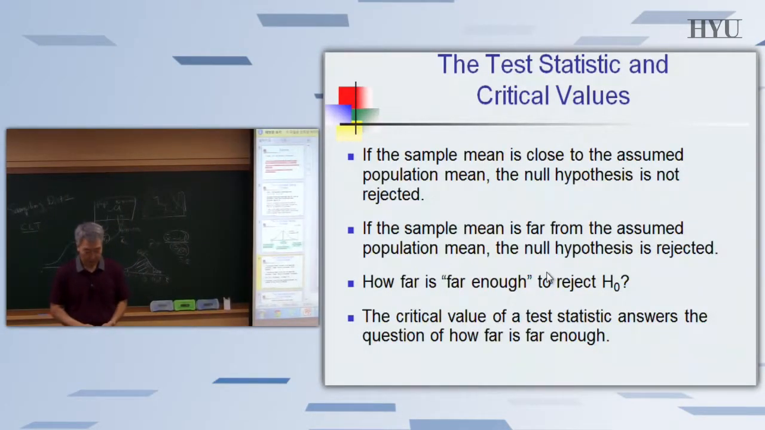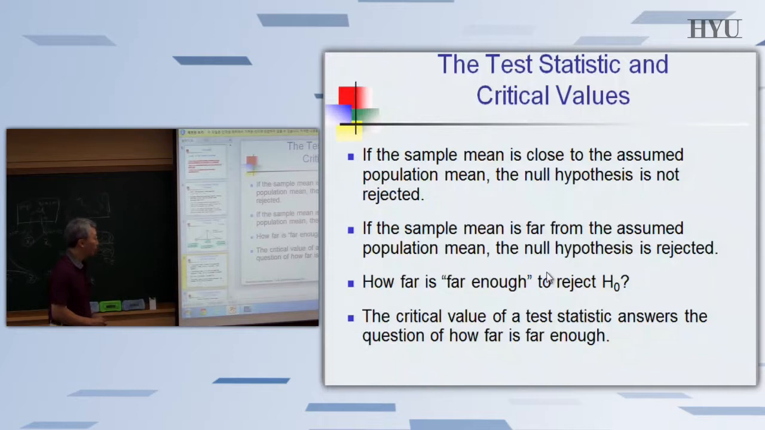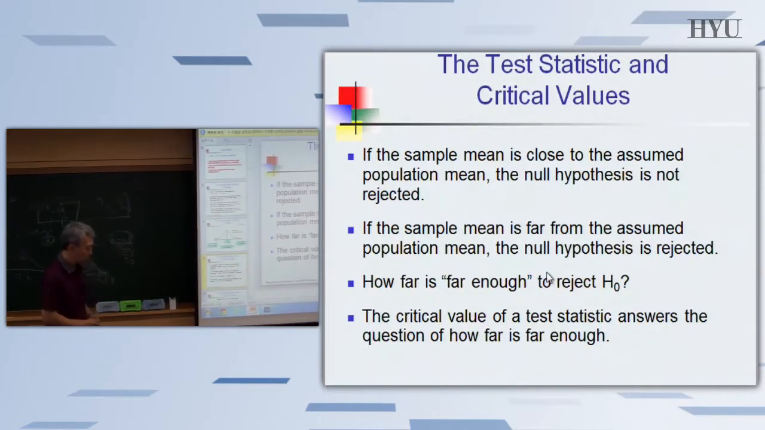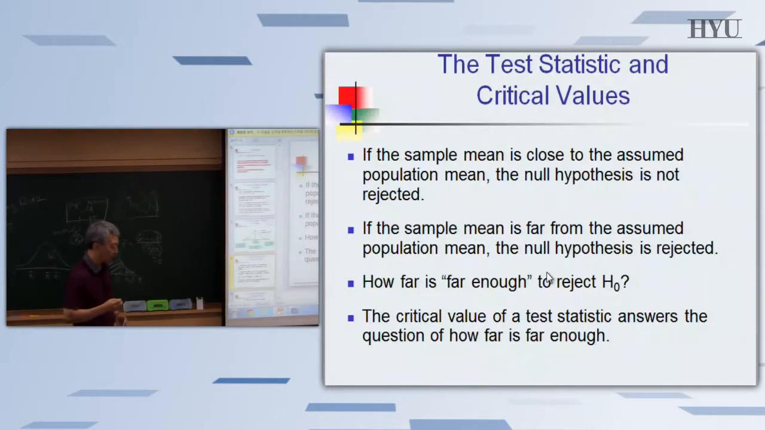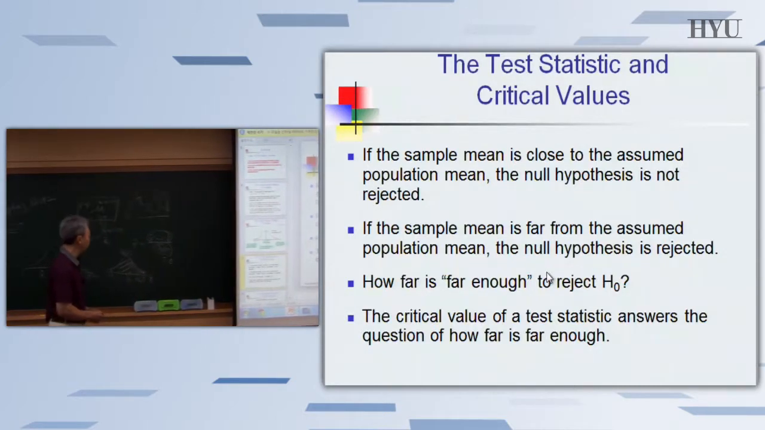Okay, so what can we do? Well, practically, if your sample mean is close to the assumed population mean, excuse me, the assumed population mean is what the null hypothesis claims, okay? Then you have no reason to reject the null hypothesis. You cannot reject the null hypothesis, right? If the sample mean is far from the assumed population mean, then you'll probably have to reject the null hypothesis, right?